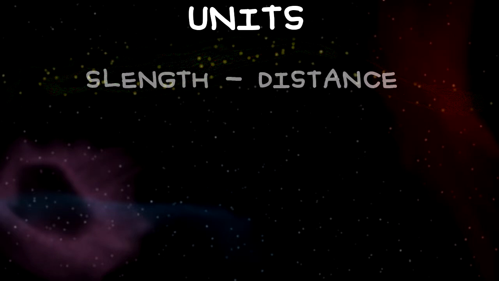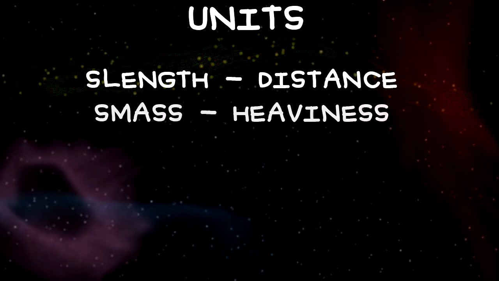As always, there's something of a catch to this scenario. We want to say how fast something moves, but what terms do we have to describe that? Let's take an inventory of the units we have so far. There's a length, the first unit we defined, which measures distance. Then we define the smass, which measures heaviness. We don't, unfortunately, have a unit for speed, but this is where we start getting creative.